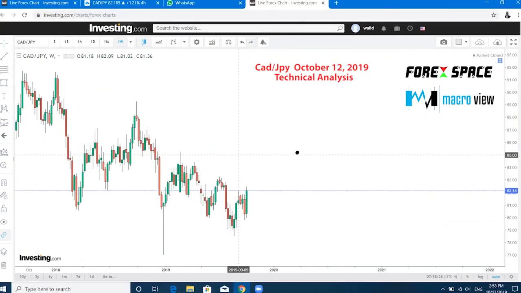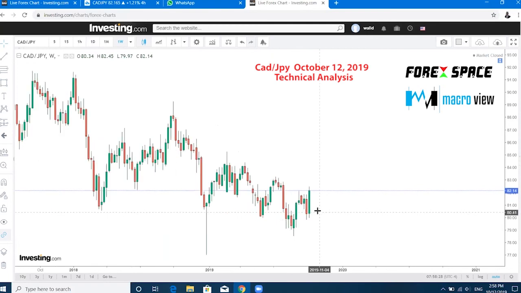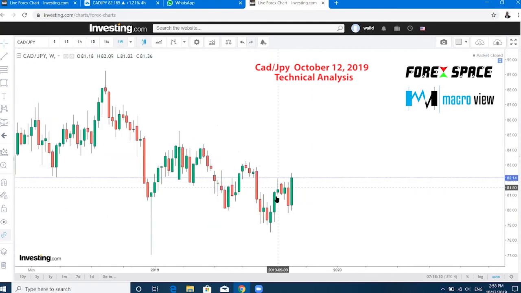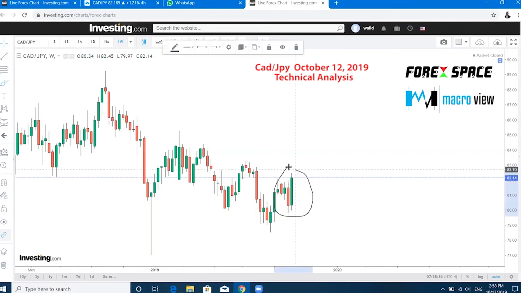As we can see, the last candle closed as a bullish candle. The closing of the candle was above the highs of the previous weeks. So this is a bullish sign for the CAD yen. So it might be bullish for the next couple of weeks.